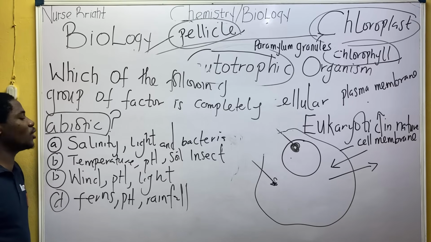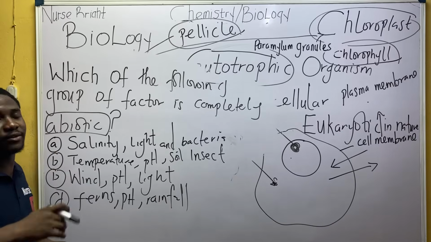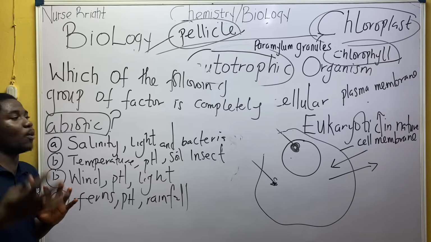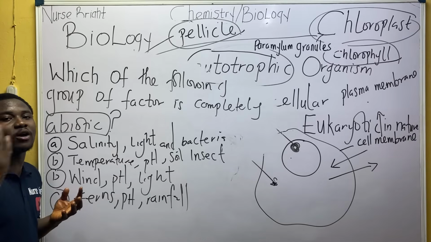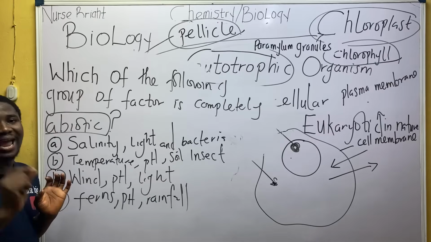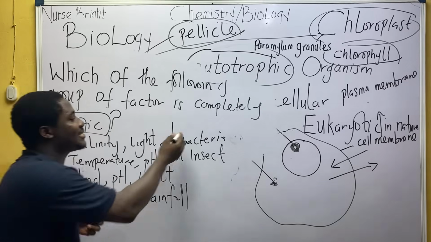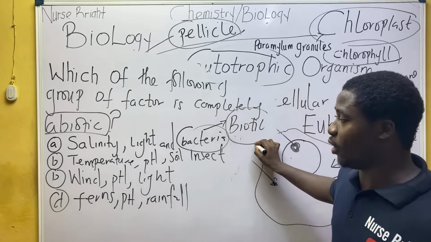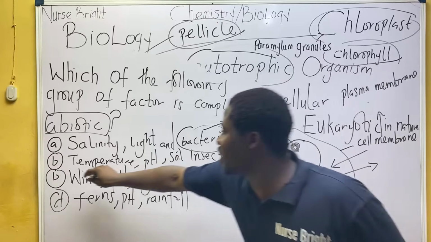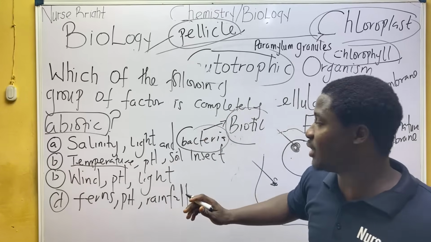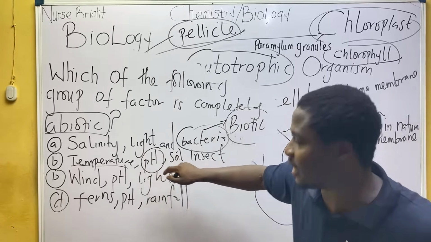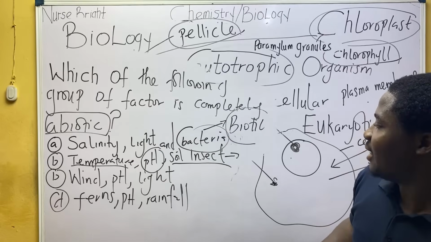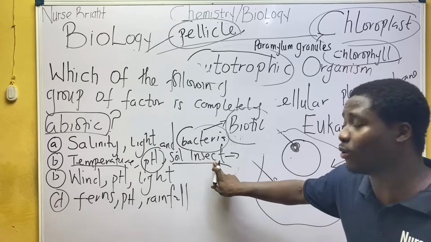Option A now says salinity, which is salt content, or salt level. Light doesn't have life. It just supports the ecosystem, it supports those biotic factors. I'm not teaching the topic, I'm just trying to evaluate you on things. Bacteria is a biotic component because it has life in it. Temperature is completely abiotic. Are you there? pH is completely abiotic. But soil insect is basically biotic, because this one is an organism, that's life.